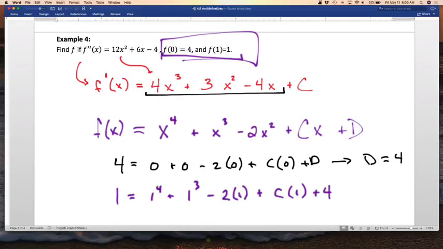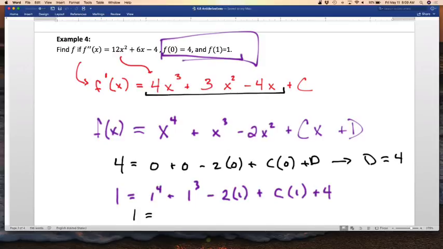Now, this one that they set up for you is fairly easy. Nice, neat numbers. Not a whole lot of work, but quite often you're going to end up with two equations with a c and a d in them. And you've got to solve them just like you would solve any system of linear equations. Substitution, elimination, what have you. So if you're rusty on those skills, you're going to want to brush up on them. But like I said, this one's fairly straightforward.